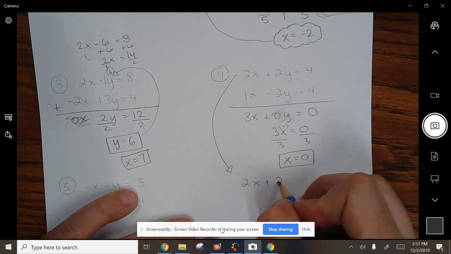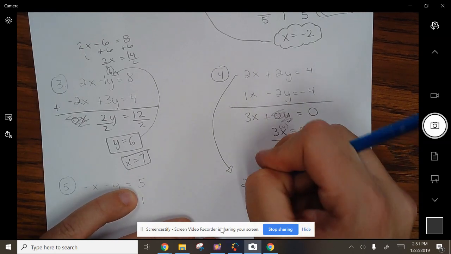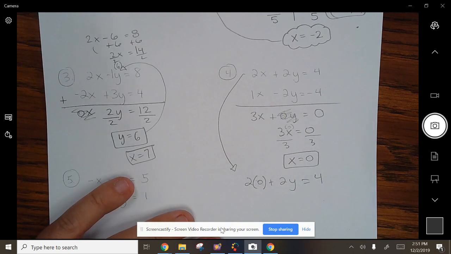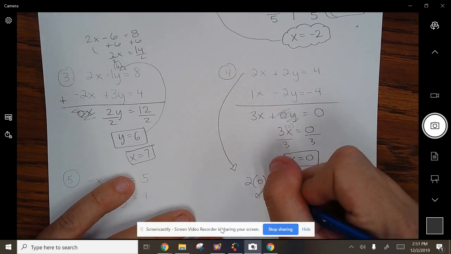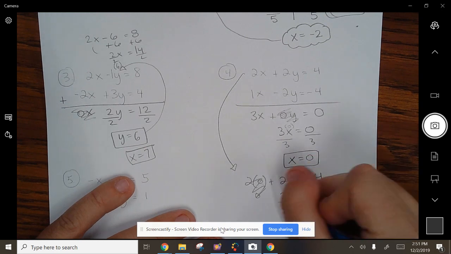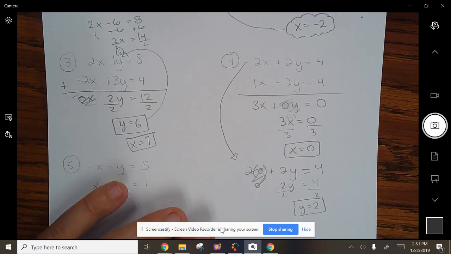I'm going to bring this down, and I'm going to rewrite the first equation again. 2x plus 2y equals 4. I'm going to erase x because I know what x is. I'll put 0 in its spot. 2 times 0 is 0, so it's actually all gone. You have 2y equals 4. Divide 2. Y equals 2. All right?